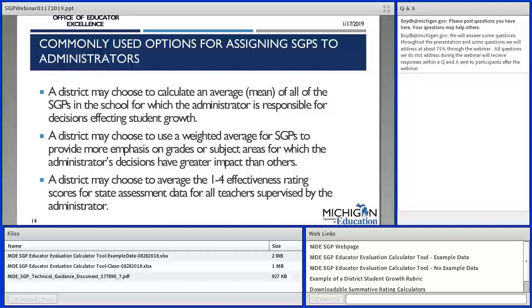Districts may also choose to use a weighted average for SGPs to provide more emphasis on certain grades or subject areas that have been identified through the school or district improvement processes as having need for greater impact than others. Some districts may choose to simply average the 1 through 4 effectiveness ratings for state assessment data for all teachers supervised by the administrators. So that's a less precise way of determining ratings, but I think it's important to know what different practices are being done across the state, so you can make informed choices about what other districts are using.